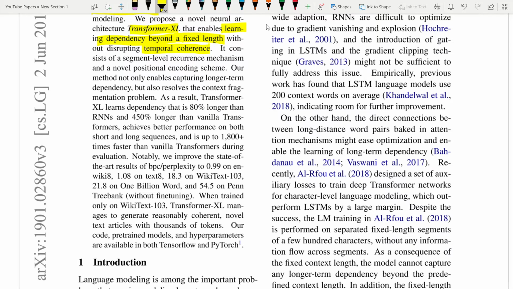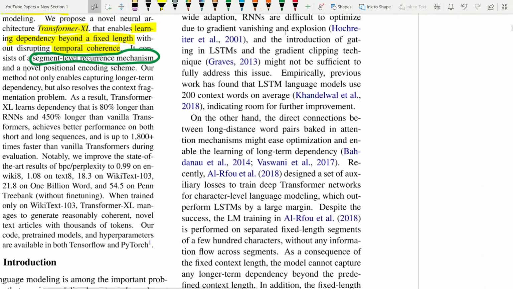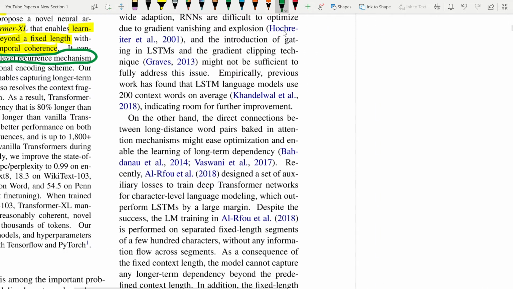So it consists of a segment level recurrence. Okay, so here this is the main thing which it has, its weapon. So its weapon is the segment level recurrence mechanism. We'll come to this, but basically, as you already know, transformers in general have this thing known as self attention.